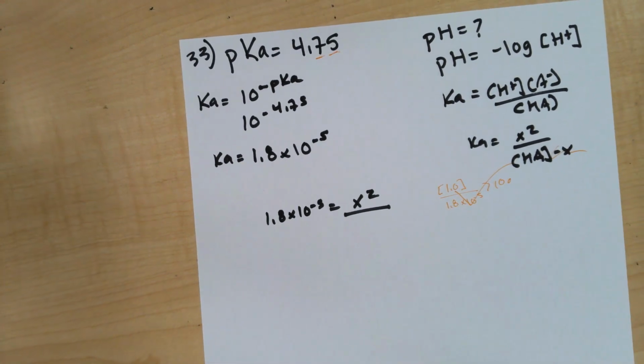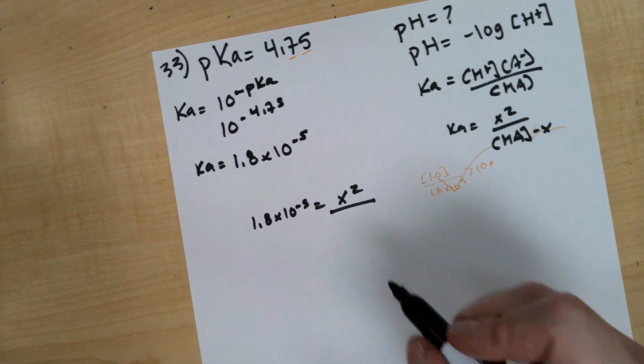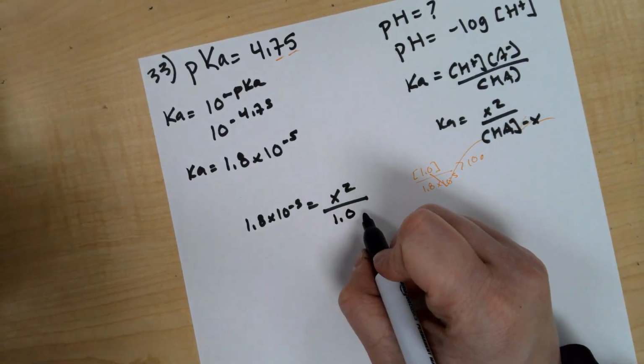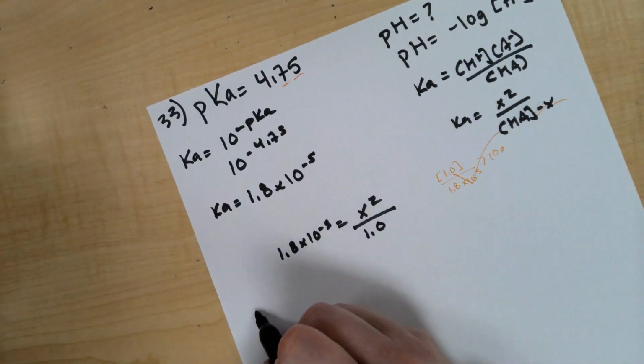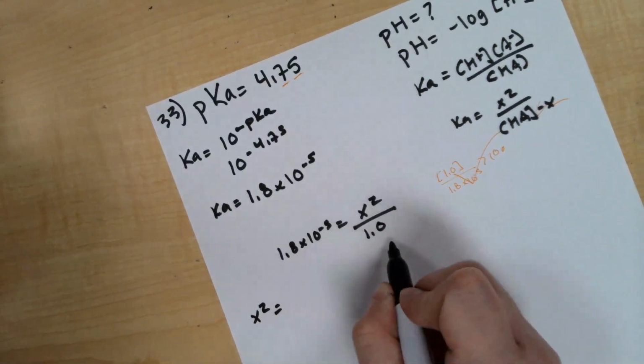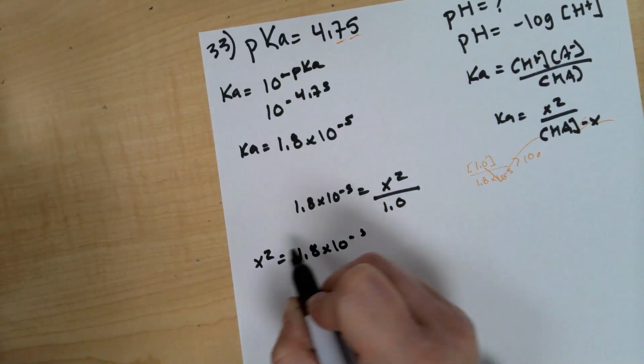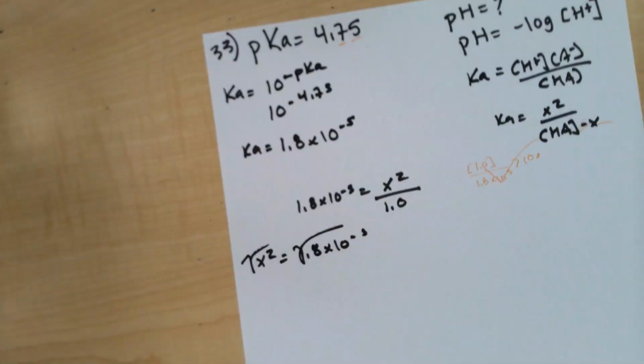I'm too lazy to do the quadratic, so I'm going to be dividing this by 1.0 molar, which it gave us in the problem. So I'm going to solve for x squared, which I'm just going to do this times the 1, which just means this. Take the square root of both sides.